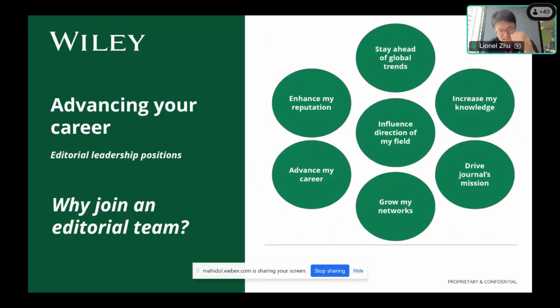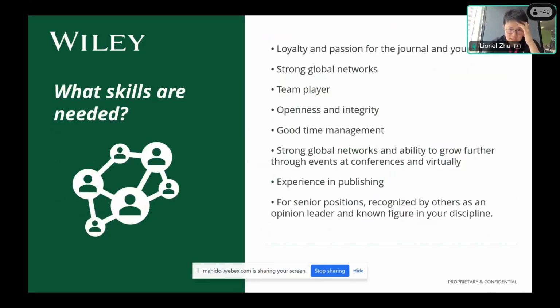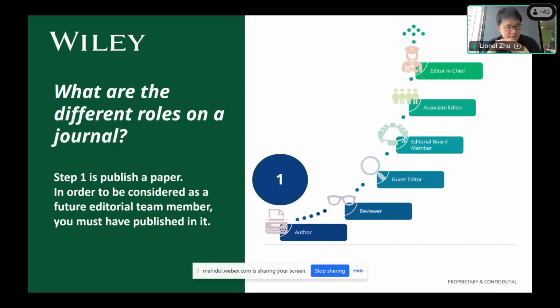Now I want to share with you something about the editorial board. There are mainly 6 roles on the board. Once you publish an article, you are there. I mean, your profile and your information are registered and recorded in the Web of Science.